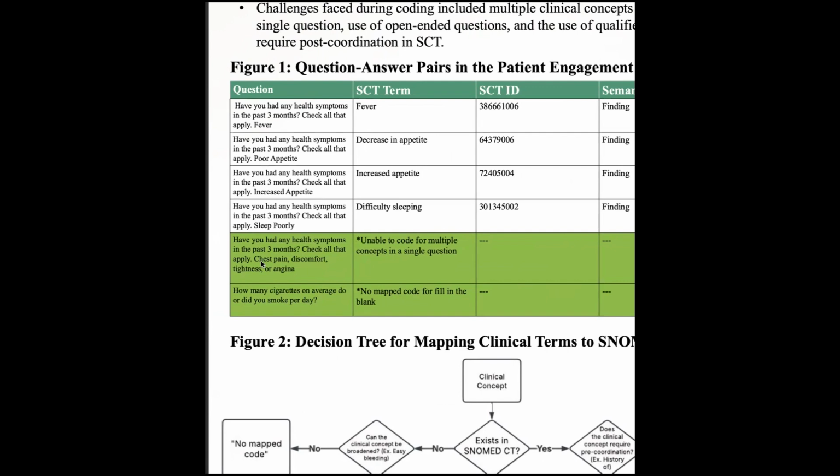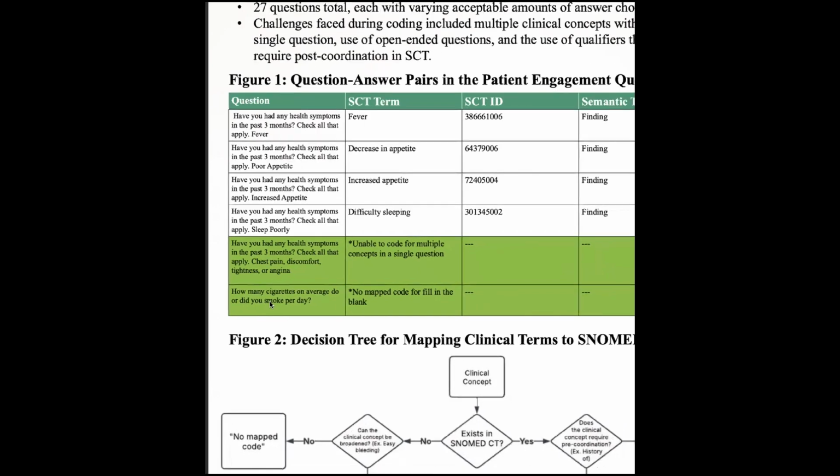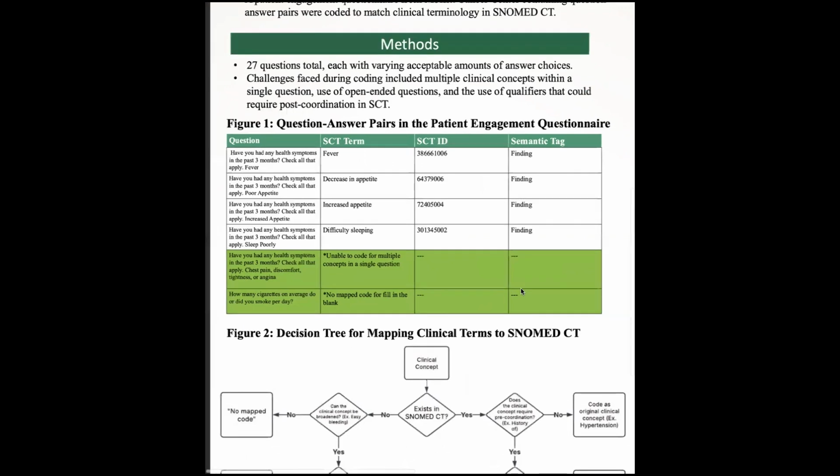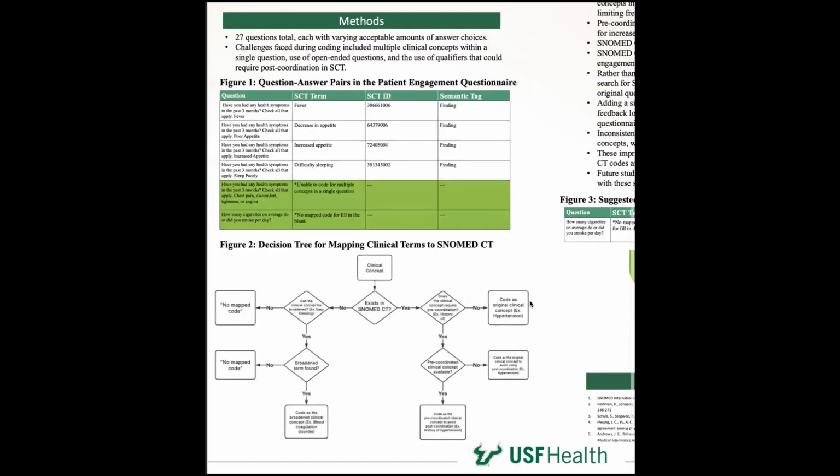Another challenge that we faced was that there were open-ended questions. So here in figure 1, where it says how many cigarettes on average do you or did you smoke per day, there aren't any map codes for fill in the blank. A final challenge that we faced is that there are many qualifiers that require post-coordination that were ultimately wanting to be used by Moffitt Cancer Center. And here is a decision tree for how we try to map our clinical terms to SNOMED CT without using post-coordination.